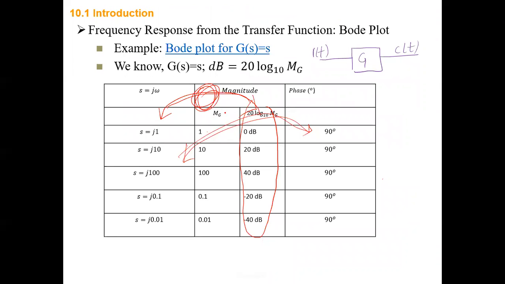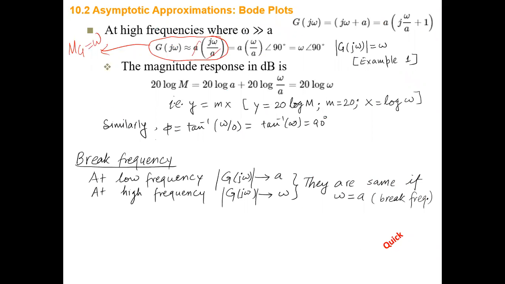See, magnitude was omega in the previous example. Exactly the same thing happens here. But this case is for infinity, meaning the higher end, not the regular one. So this is the asymptotic approximation for the high frequency, that's what I meant. At high frequency, it behaves exactly like the previous one.